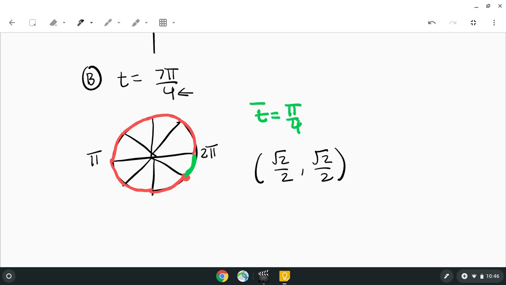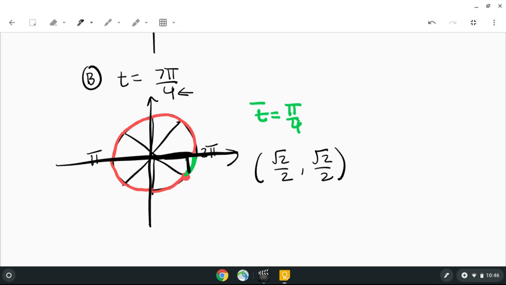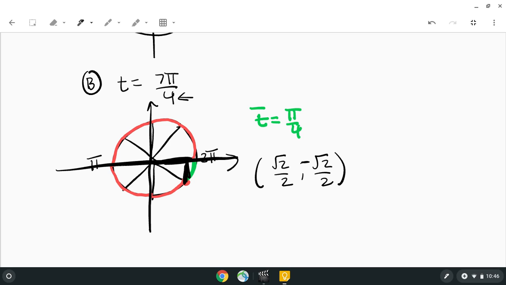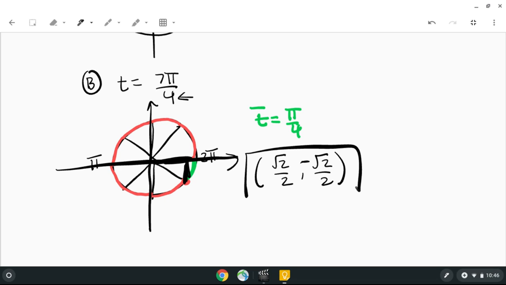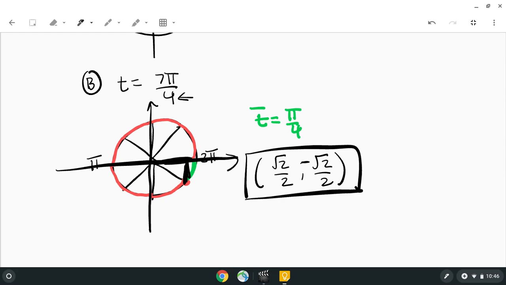But let's take a look at the signs. So here, again, if you imagine x and y axes, it's in quadrant number 4. And we know that the x value is positive, but the y value is negative. So it would be square root 2 over 2, comma, negative square root 2 over 2. So this would be your answer. And again, you were supposed to memorize that chart from part 1. Okay, so let's take a look at another one.